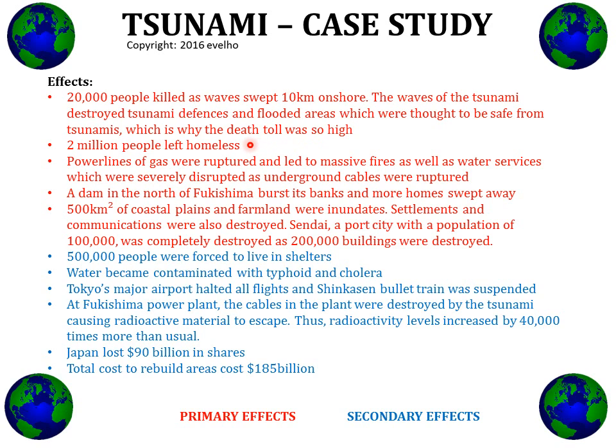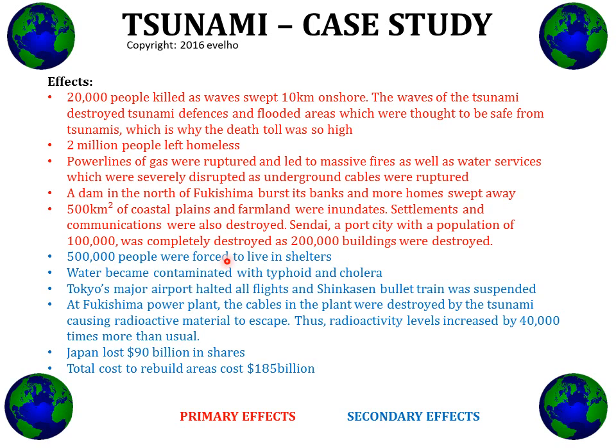2 million people were left homeless, and power lines and gas lines were ruptured and led to massive fires, as well as water services being severely disrupted as underground cables were ruptured. A dam in the north of Fukushima burst its banks and more homes were swept away. 500 kilometers squared of coastal plains and farmland were inundated. Settlements and communications were also destroyed. Sendai, a port city with a population of 100,000, was completely destroyed as 200,000 buildings were destroyed.